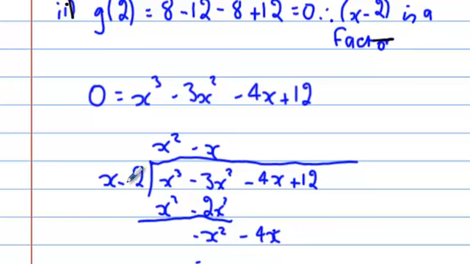Let's do that again. So x squared plus 2x. Do the subtraction, the x squareds disappear. Negative 4 minus positive 2x is minus 6x. Bring down the plus 12. X into minus 6x is minus 6. Multiply that back through. Minus 6x plus 12, which is what we expect, because when we do this subtraction we get 0, so there's no remainder.